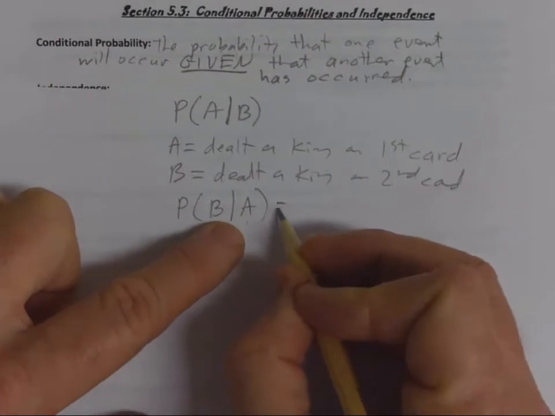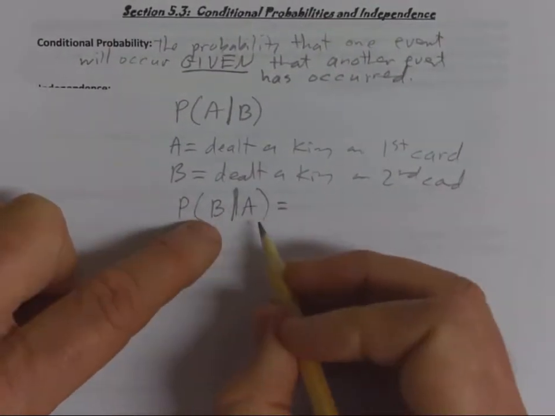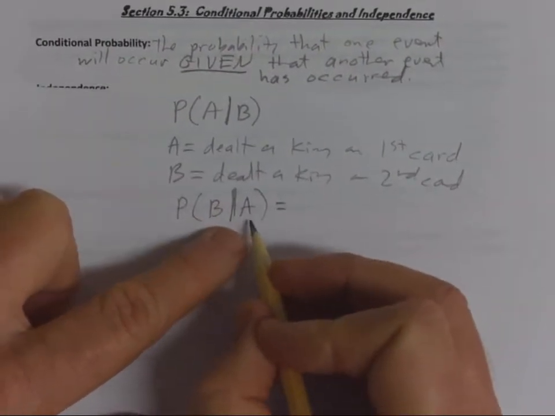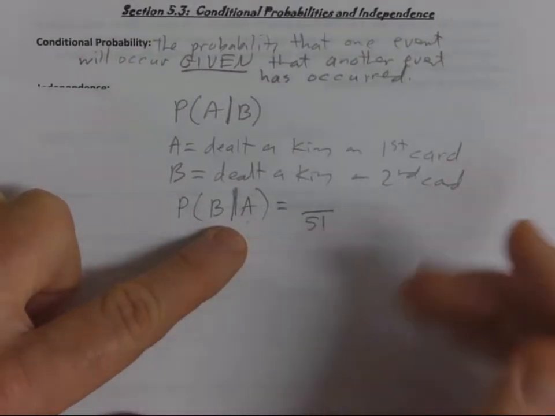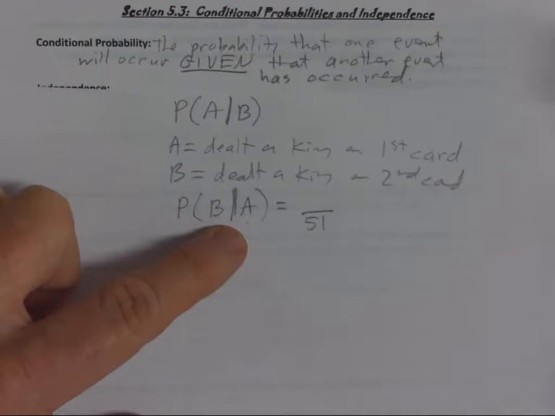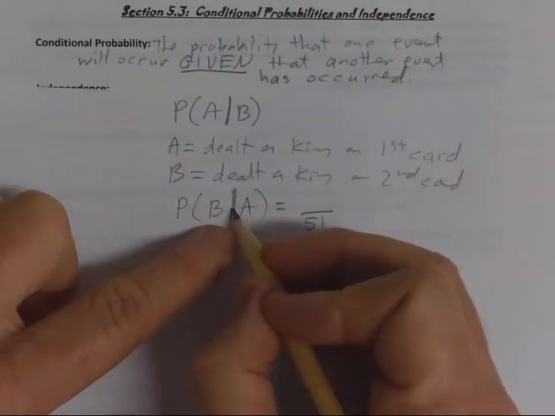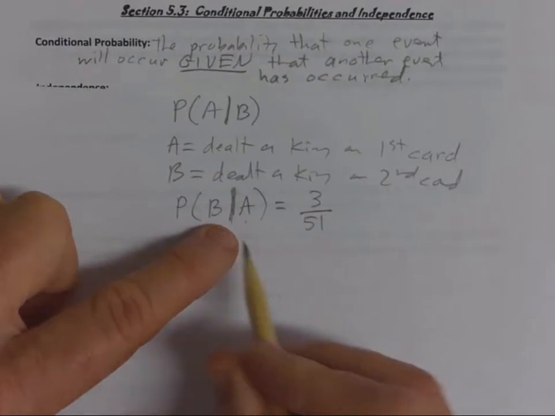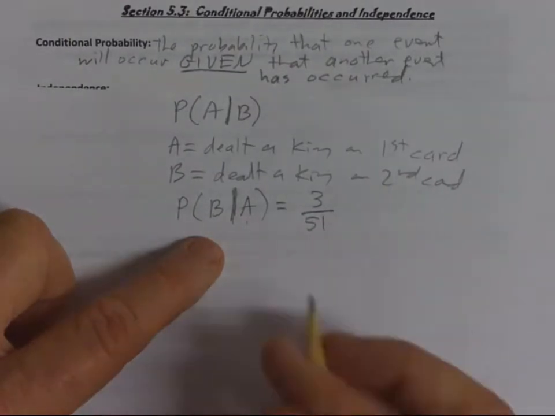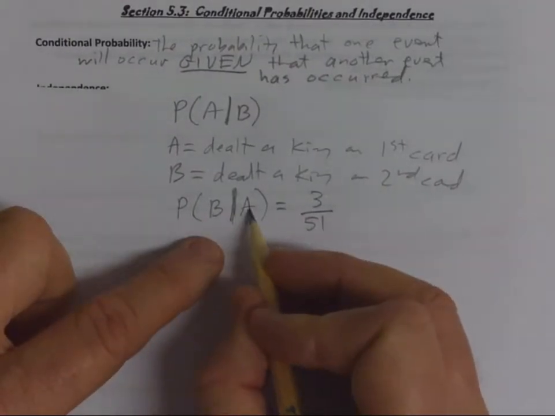Well, if we want to calculate that probability, we would say, if we've already been dealt a king on the first card, first of all, there's only 51 cards left in the deck, if we're assuming that we're not using replacement, which in general we don't. And then you say, how many kings are there left? There's 3. And so that is the conditional probability that B has occurred given that A has occurred.